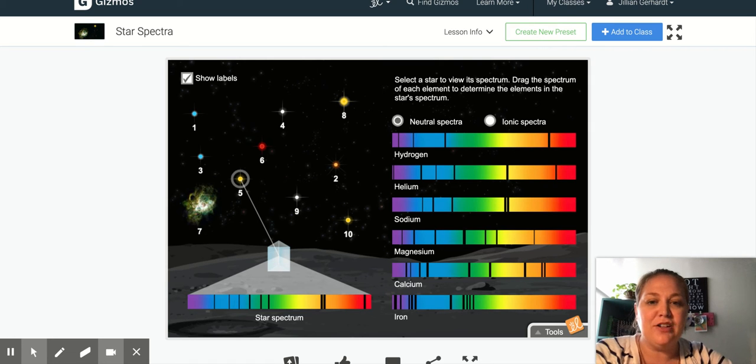Hi, and welcome back to Activity B for your Star Spectra Gizmo. So you should have completed stars 1, 2, 3, and 4. So now we are going to start looking at stars 5 through 10.